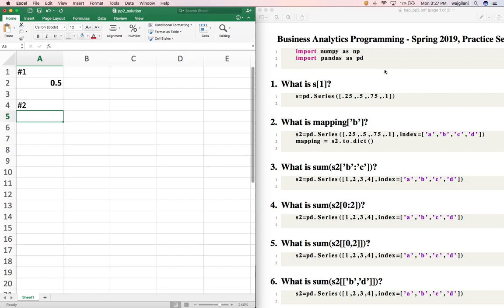What is mapping B? Excellent. Here again, now notice in number two, I create an S2 array, but this time I actually explicitly state the index in there. And then I convert it into a dictionary. It's kind of overkill, right? That's what this .to_dict function does. I didn't show you guys this, but this .to_dict function basically converts a series into a dictionary. Very easy to use. So either way, mapping quote unquote B in there, right? When you convert a pandas series into a dictionary, the indexes become the keys, the values remain values. So if I put B in there, B corresponds to the value 0.5. So the answer is 0.5.